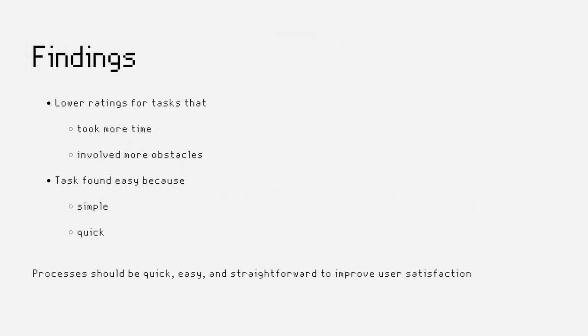The ratings of user experience and satisfaction were quite low for Task 3. Participants gave lower ratings to tasks that took more time and involved more obstacles. Most found the first task easiest because it was simple and quick to complete. This suggests that processes should be quick, easy, and straightforward to improve user satisfaction.